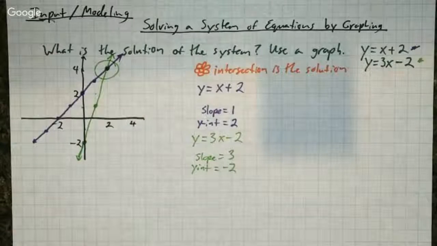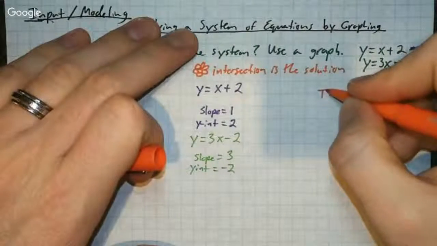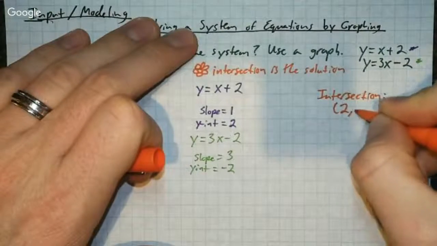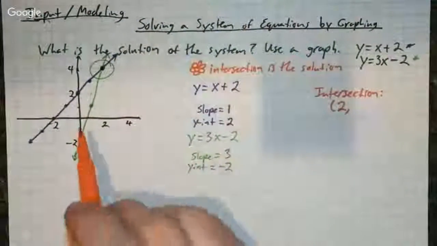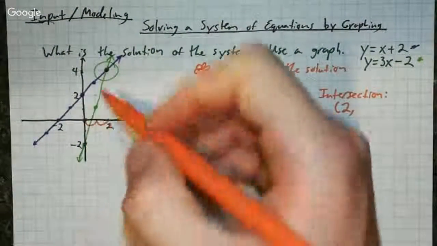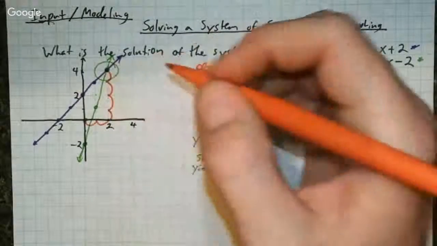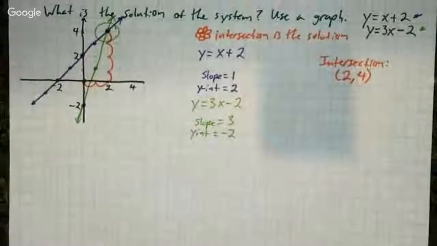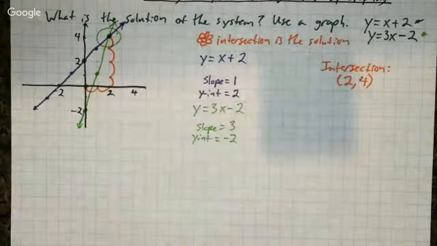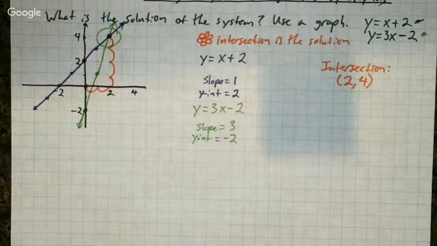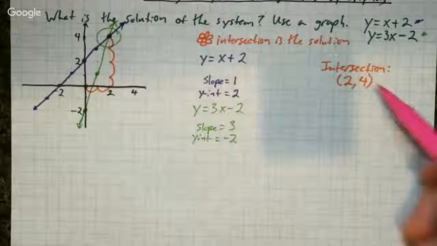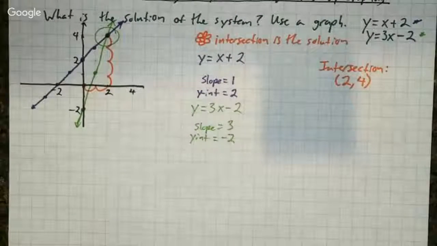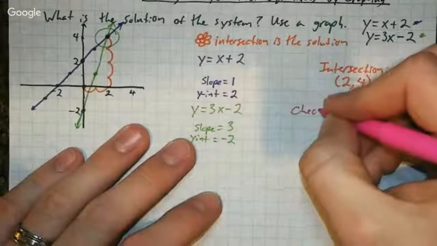So what is this intersection? From the origin, 1, 2, 1, 2, 3, 4. 2, 4 is our intersection. Now, sometimes I don't draw graphs exactly correctly, so maybe I'm a little wrong. So let's go ahead and check by plugging this ordered pair into both of our equations. Let's see if we're right.